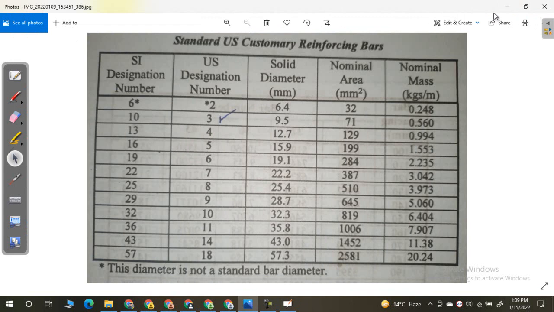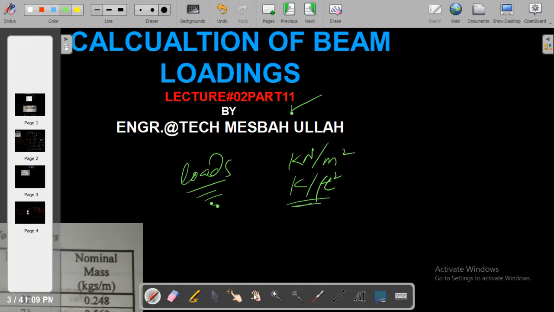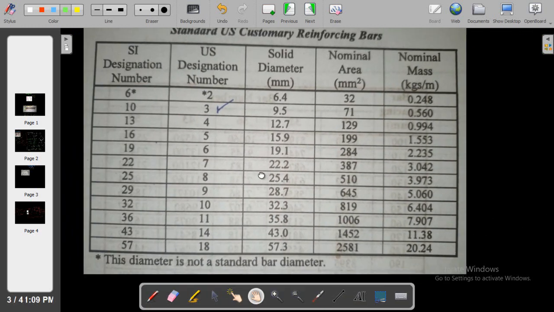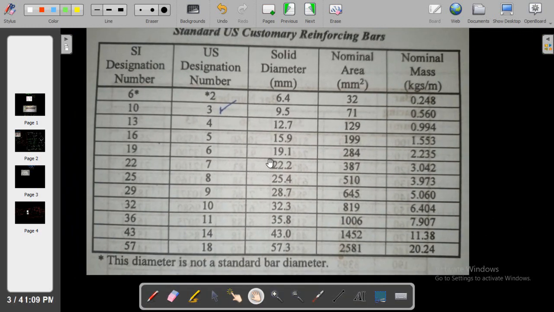This table is also important because sometimes when we are designing any beam or any slab, we will do examples in SI units as well. That is why you must remember this table, because if you see here the US designation, it starts from number 3 to number 18, although number 2 is not used in US designation. So number 11 is there, and there is no number 12, 13, 15, 16, 17 bars.